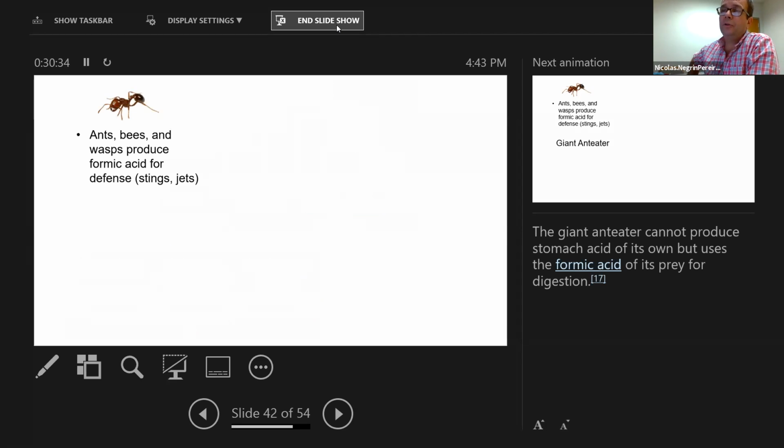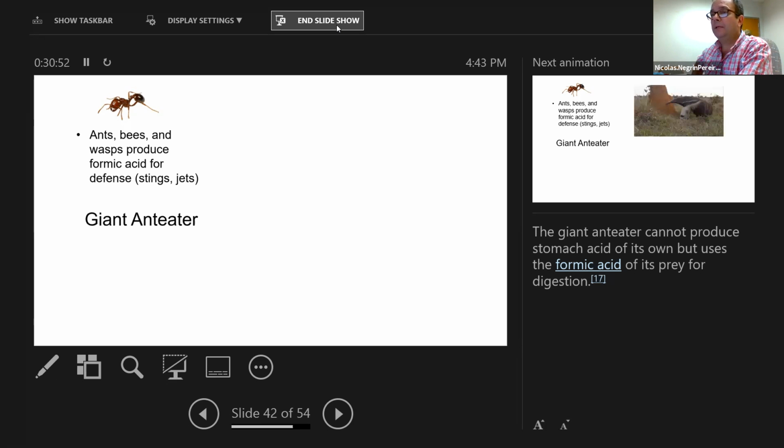Here is a very curious case of an animal that I wanted to mention because, of course, in zoology it's good to compare different animals and different digestive systems. Bees and wasps are able to produce formic acid for their defense, like stings and jets. And actually, there is one animal in particular, the giant anteater, which cannot produce stomach acid, so they are not able to produce hydrochloric acid in their own stomach. So they actually need this formic acid from their prey for digestion.